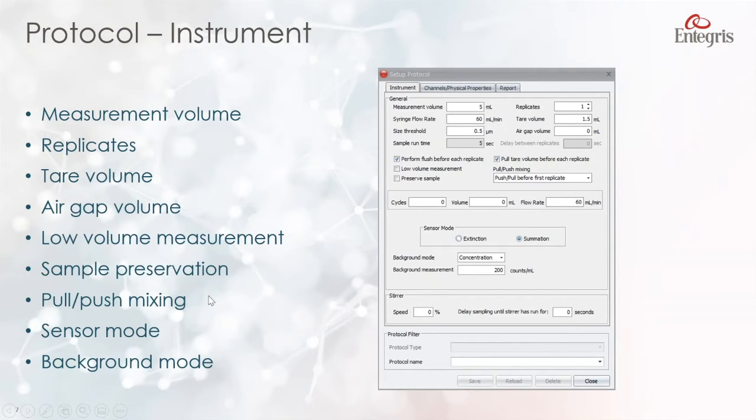If we want to just work down to about 2 microns, we could work in extinction mode. To get down to 0.5 microns, that's when we use the two detectors. That is summation mode. And we can have the system automatically flush down to a predetermined concentration, either based on the concentration or on time of flushing. So this is the first tab of the protocols that we use to set up for the measurements.